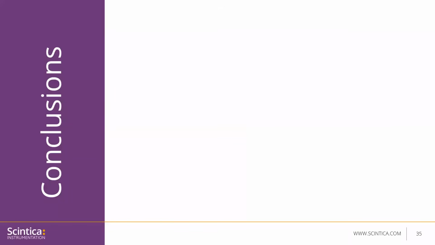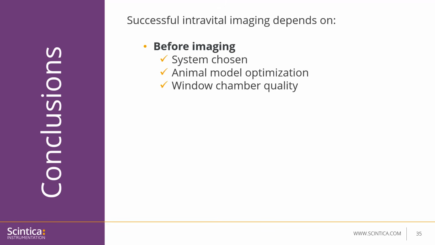So for the second part of this webinar, we can conclude that in order to perform successful intravital imaging, you need to choose the right system for your setup. You need to choose the right animal model and optimize it, and make sure that your window chamber quality is optimal for in vivo longitudinal imaging.